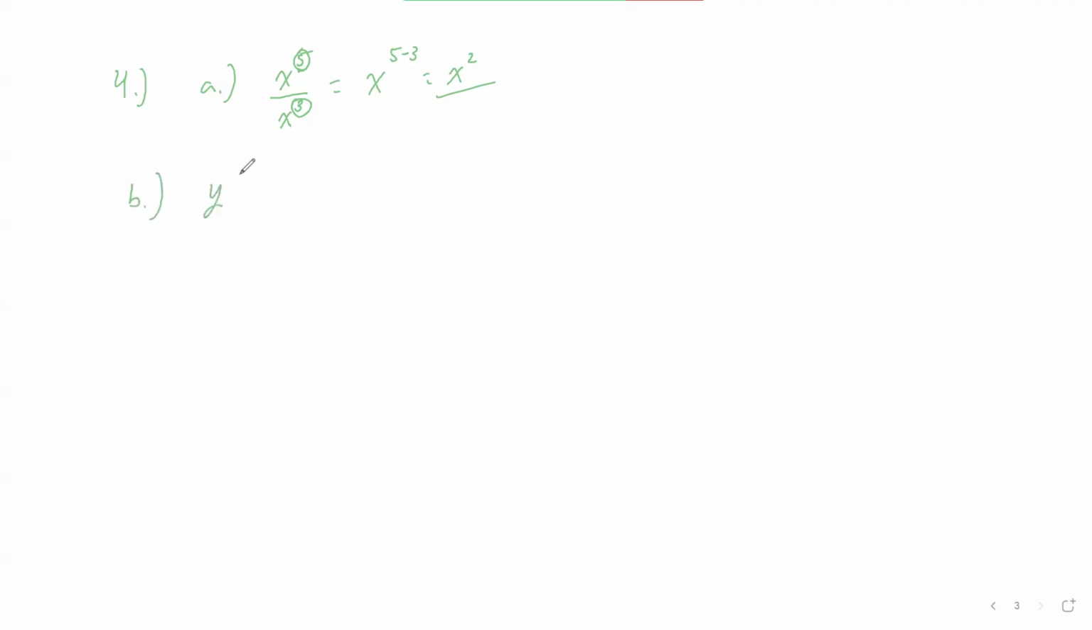All right, see how y'all do with this one. Y to the seventh divided by y to the fourth. There it is. We good? They got one to try to trick you. So let's see how you do with this one. X to the fifth divided by X to the fifth.